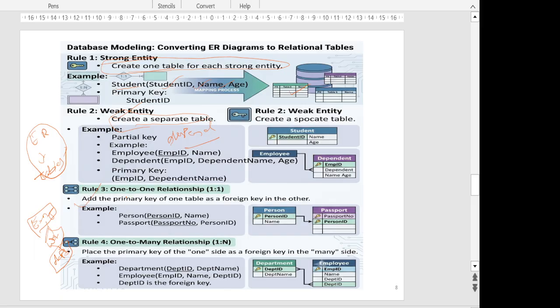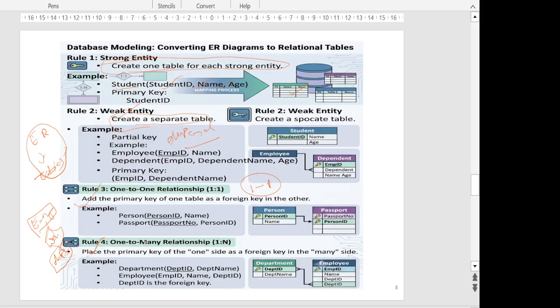Next, if it is a one-to-one relationship, then you add the primary key of one table as a foreign key in another table. You can see one example, person and passport. Person ID is a primary key, let us say. So person ID will be there in the passport table also, acting as a primary foreign key. This way you can map. That is rule number 3.